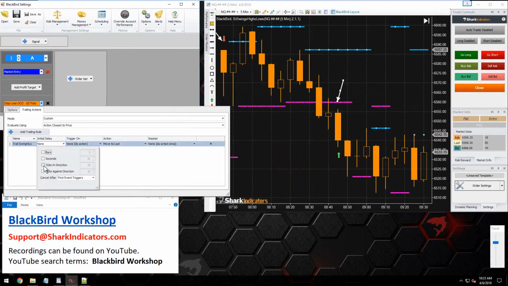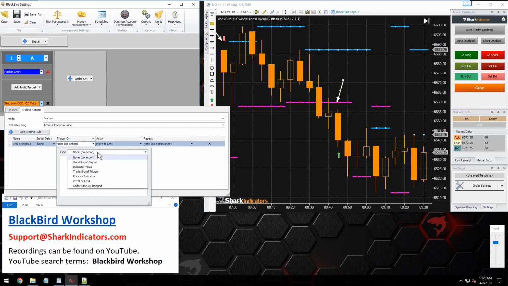The simple one is you could wait for so many ticks in profit. And actually, no, that's not a good idea. Sorry, scrap that one. This does work in a lot of cases where you just wait for so many ticks in profit and then the trailing role can kick in. But in this particular case, we actually need to compare price to the indicator. In this case, let's use a trigger event. And if we look at our list of triggering events, we have a price versus indicator.